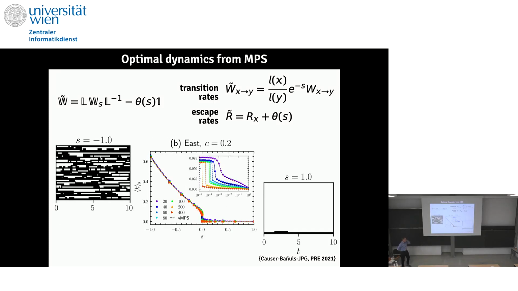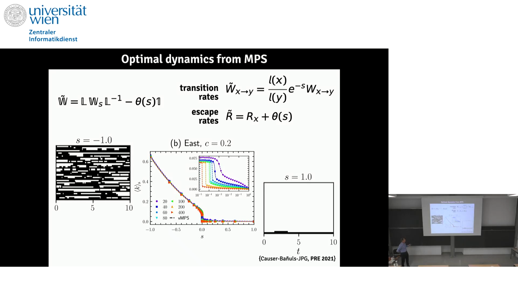And sure enough, this is what you get. This is the East model. This was the activity of the East model as a function of this tilting parameter S, the first order phase transition there. When you run dynamics, you're always sitting here. At most, you can see these bubbles I showed at the beginning. But we know that this is a coexistence of two phases which are hard to get numerically clearly.